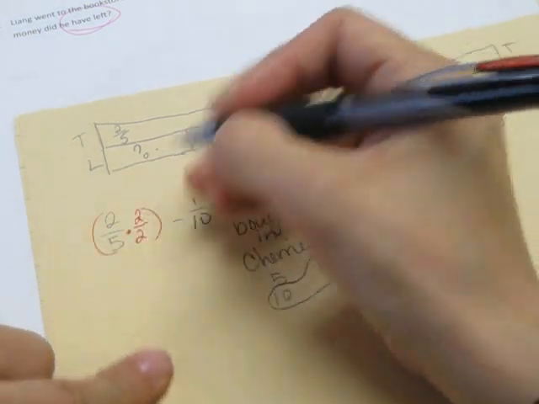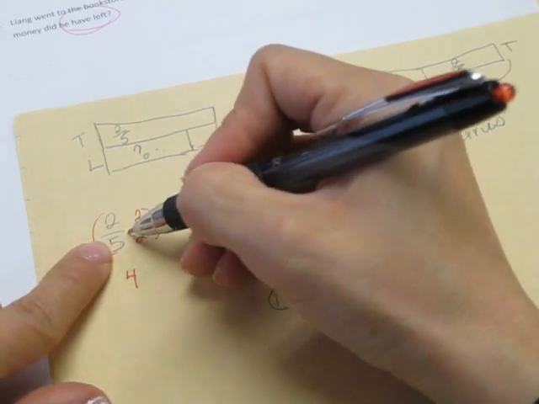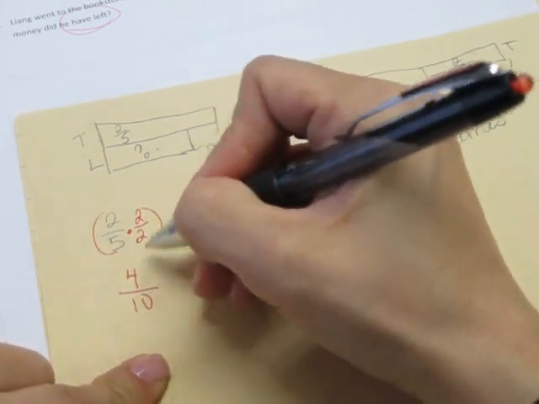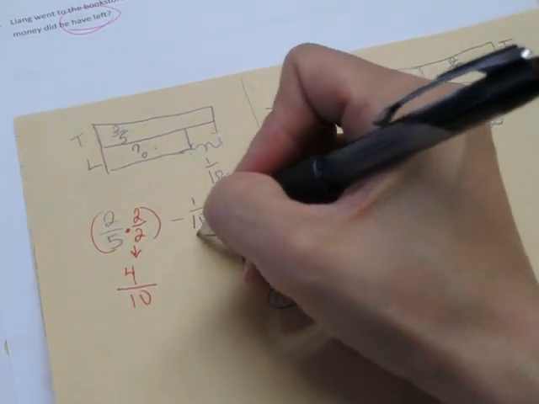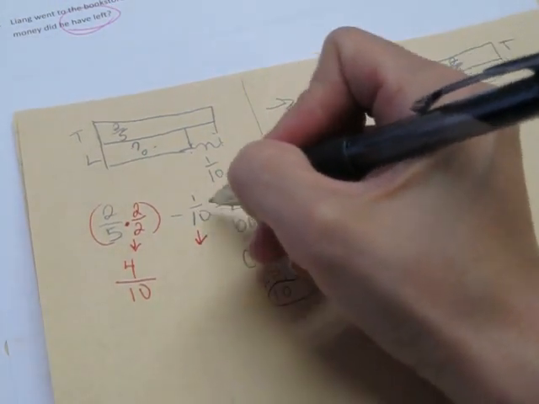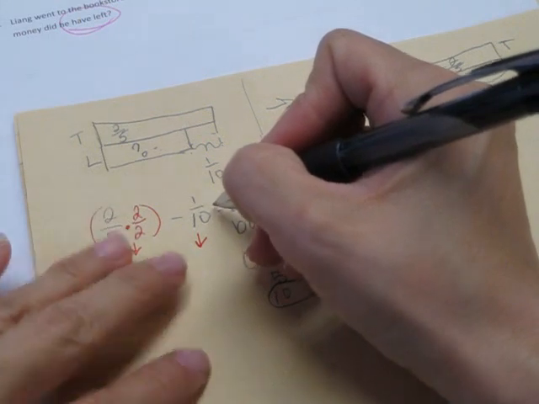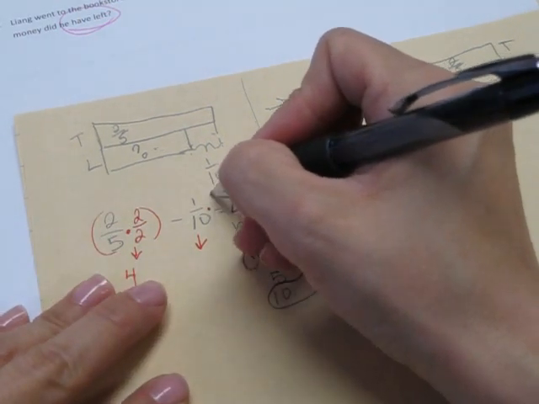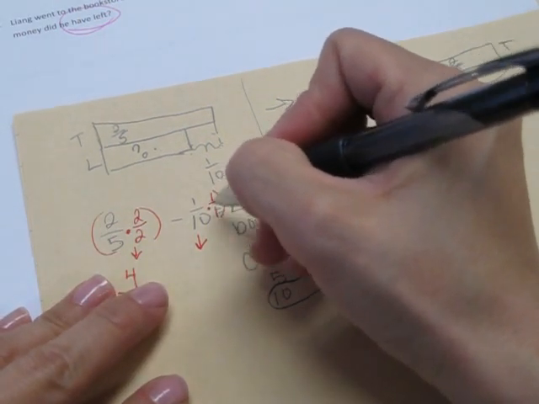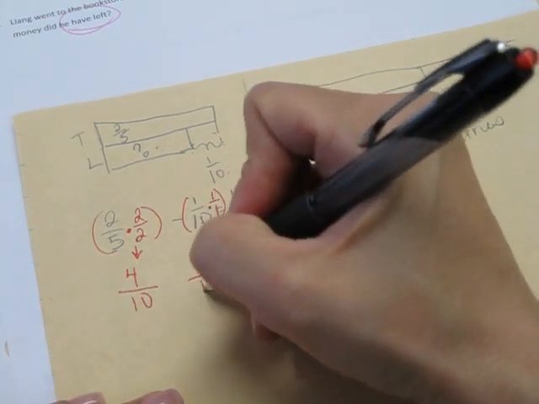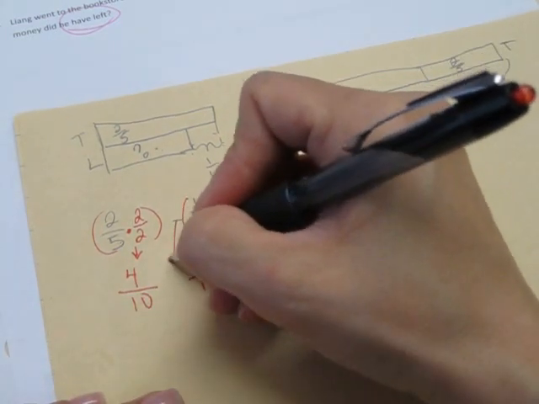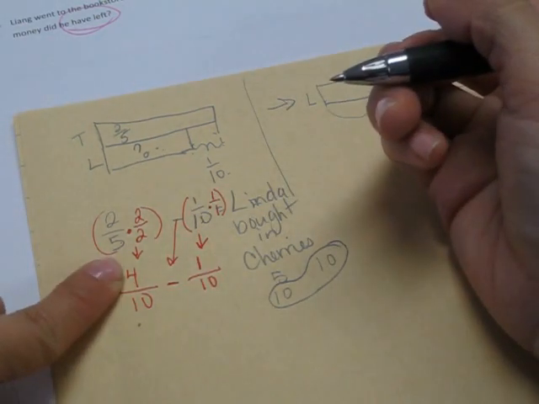So 2 times 2 is 4. 5 times 2 is 10. There is my equivalent fraction. And now I'm going to change this one to an equivalent fraction. I know my denominator has to stay 10, so that means I'm going to multiply this by 1 over 1. 1 times 1 is 1. 10 times 1 is 10. And I'm going to subtract it, so bring my subtraction symbol.